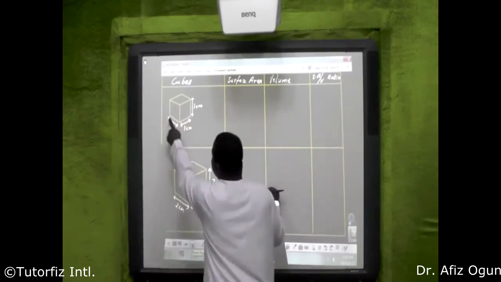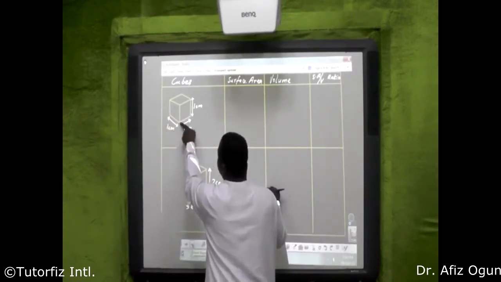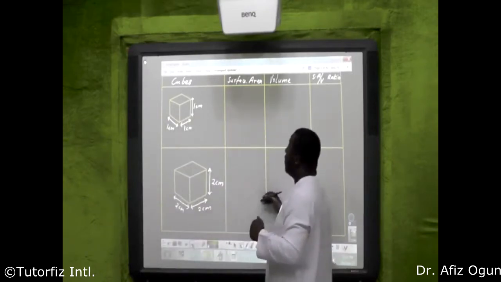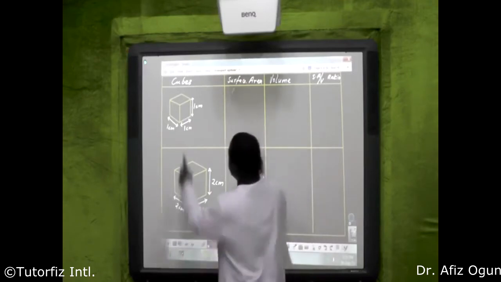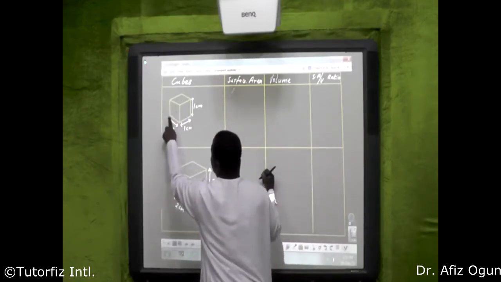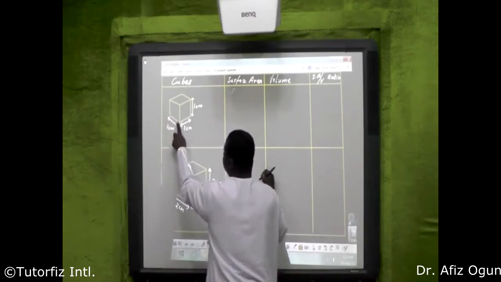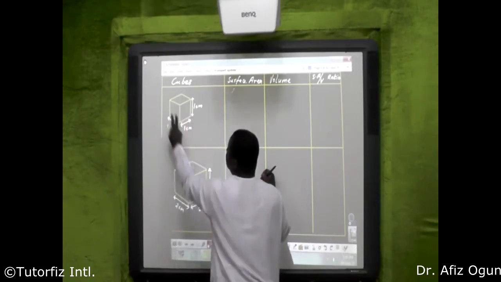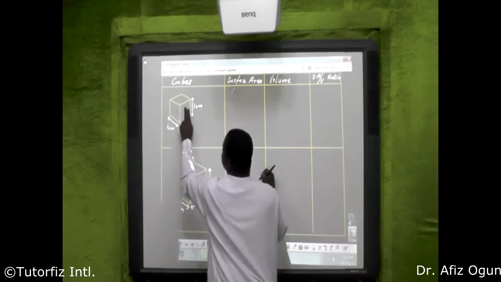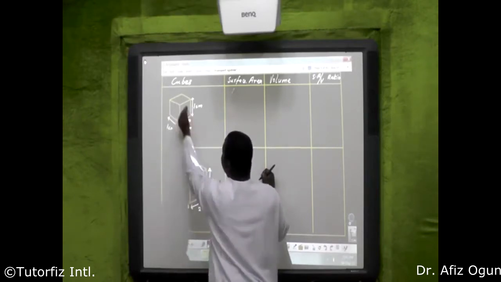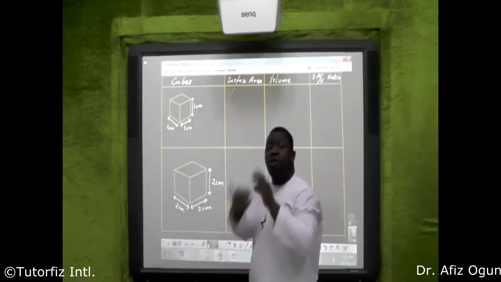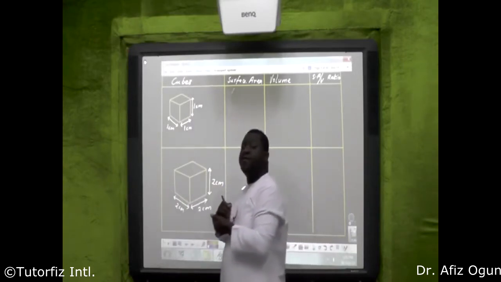This cube has length 1 centimeter, width 1 centimeter, height 1 centimeter, because it's a cube. So the surface area will be the area of this side, length 1 times width 1. The area here is length times width, 1 times 1. How many faces do we have? Total surface area: 1, 2, 3, 4, 5 on the other side, and 6 on the other side. 6 sides. So what is the total area of the 6 surfaces?